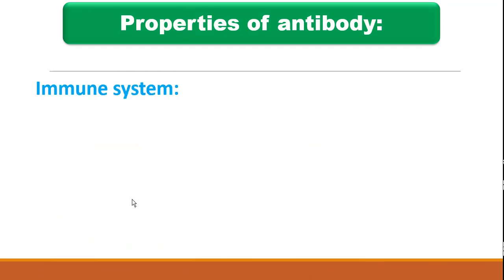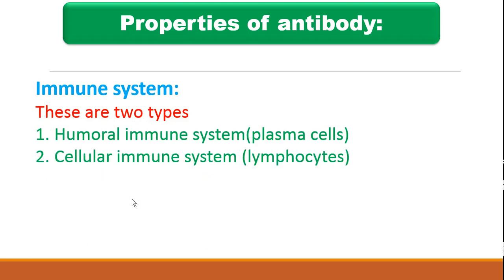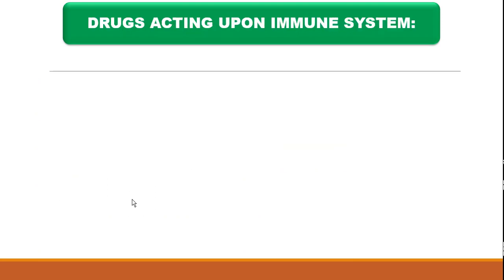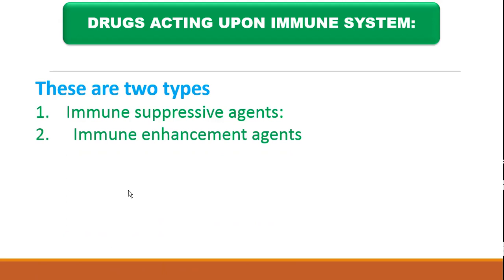So, here in the immune system, there are 2 types: humoral immune system and cellular immune system. Okay. So, right friends, here there are 2 types of drugs in this case. Those drugs are immune suppressive agents and immune enhancement agents. That means the suppressive ones are going to stop the immunity effect.